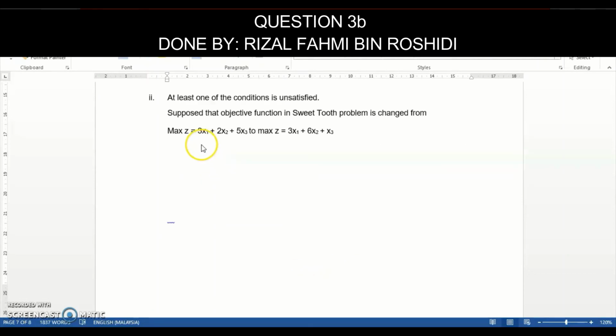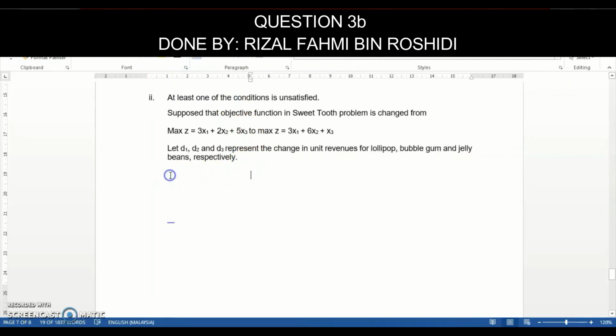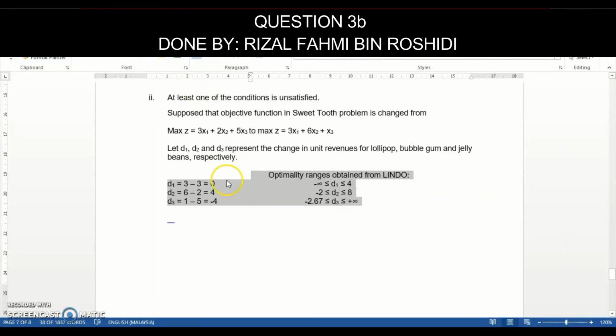So next we move to the second condition, which is that at least one of the conditions is unsatisfied. Suppose the objective function in the Sweet Tooth problem is changed from maximize Z = 3S1 + 2S2 + 5S3 to maximize Z = 3S1 + 6S2 + S3. Same as the condition above, we let D1, D2 and D3 represent the change in unit revenues for lollipop, bubblegum and jelly bean respectively. We find the values of D1, D2 and D3 by subtracting the original objective function from the new objective function. So we get D1 is 0, D2 is 4 and D3 is negative 4.